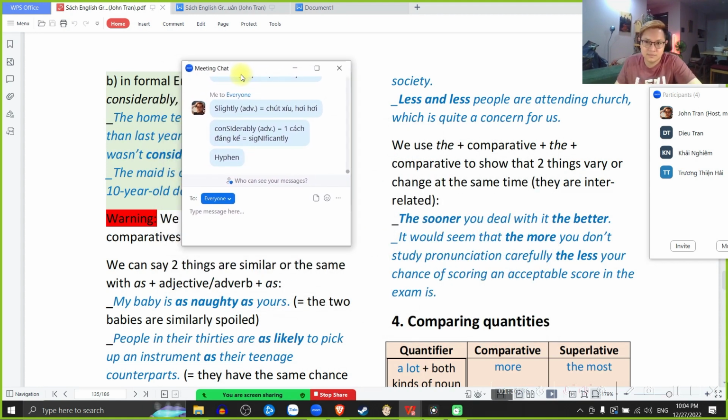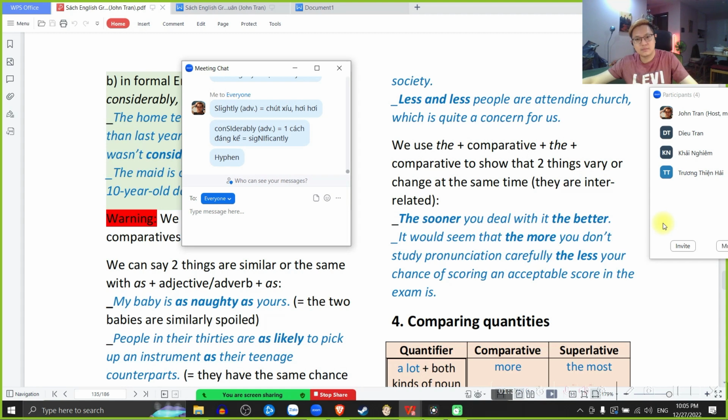Less and less people are attending church, which is quite a concern for us. We use the plus comparative, either plus comparative plus the plus comparative, to show that two things vary or change at the same time. They are interrelated.